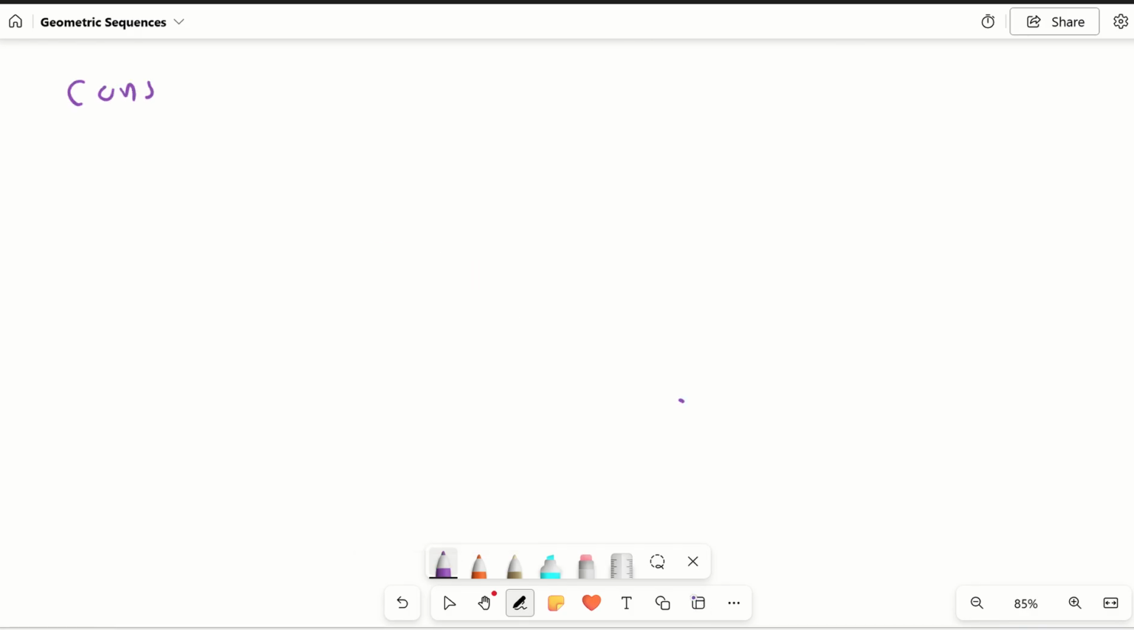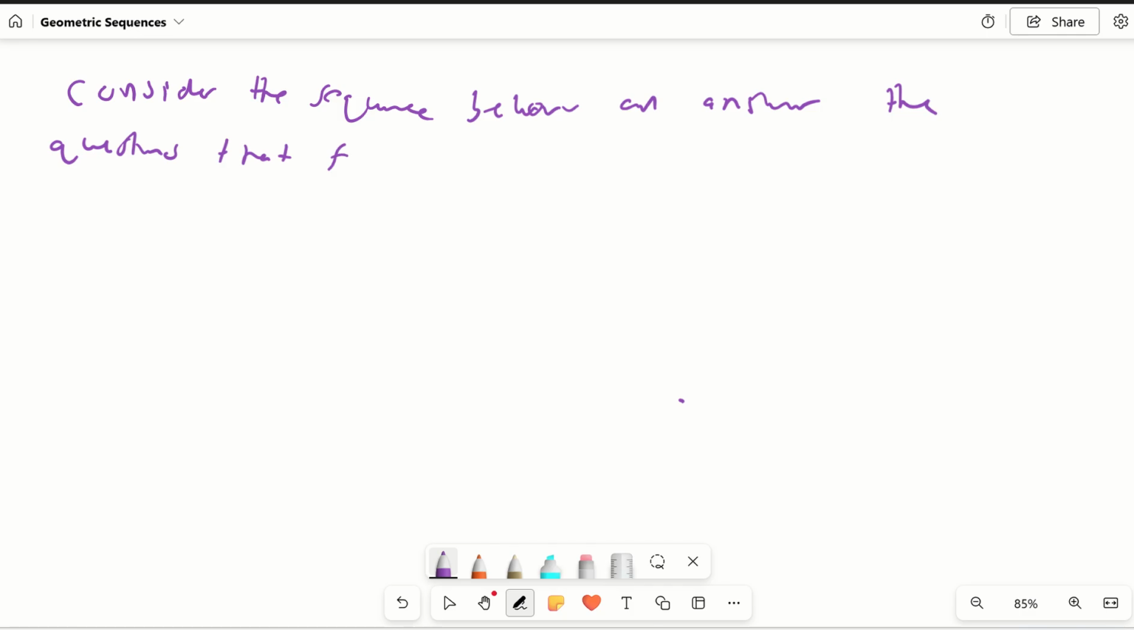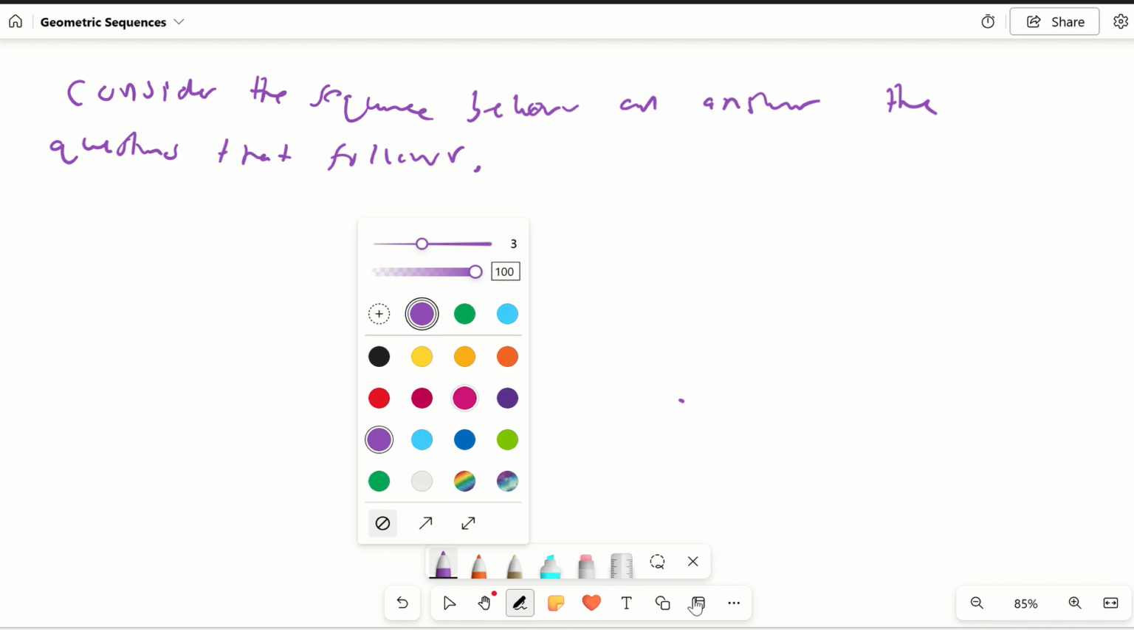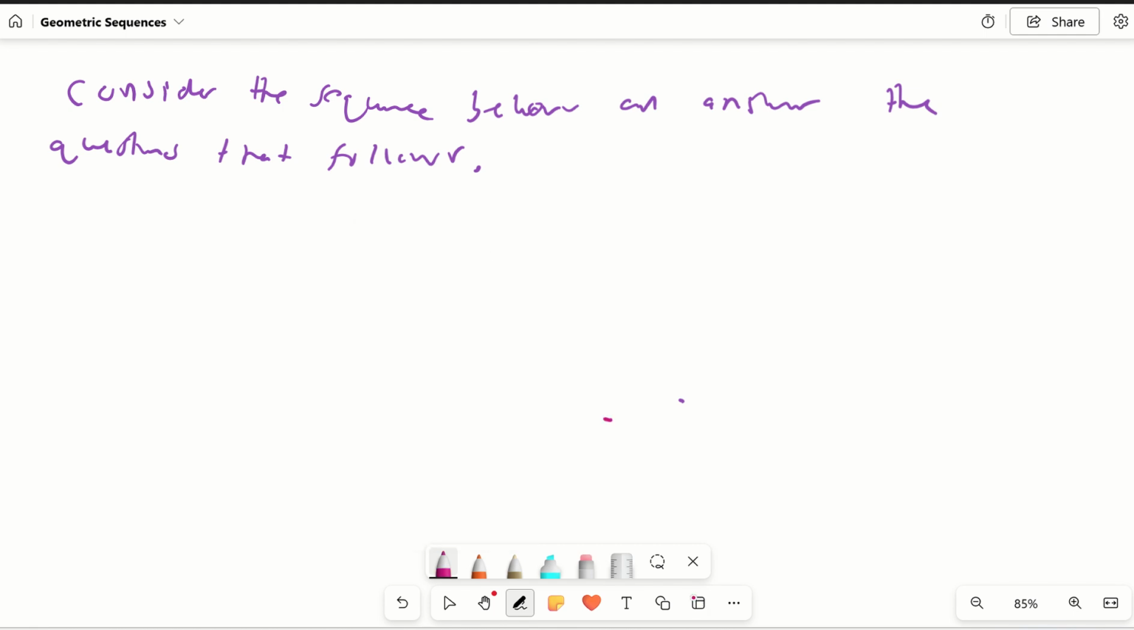Consider the sequence below and answer the questions that follow. You guys must get used to this handwriting. We know that it's messed up, but get used to it, please.